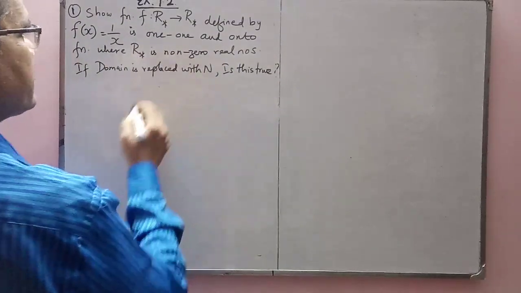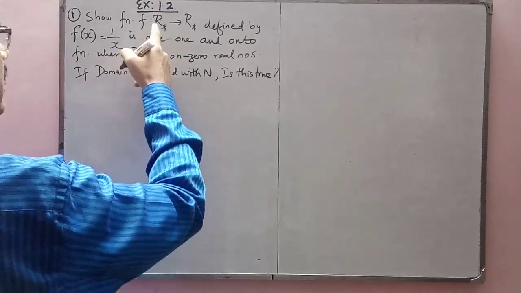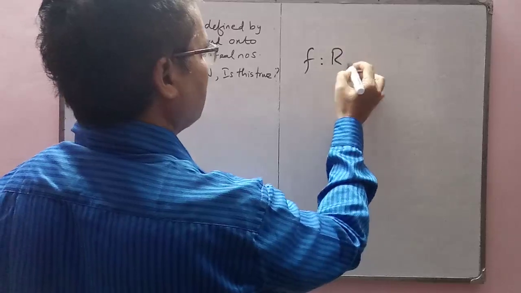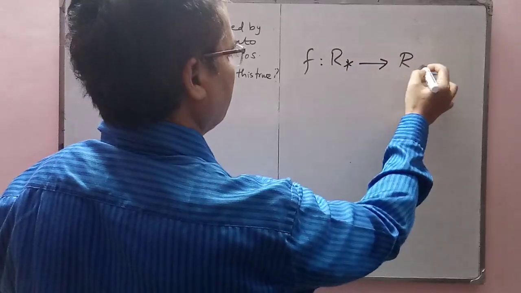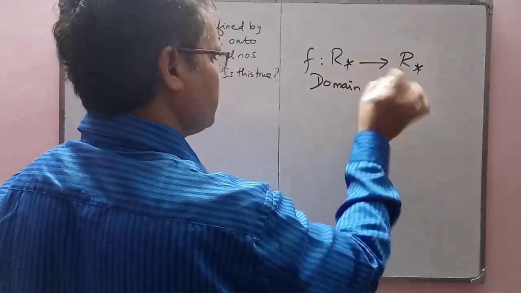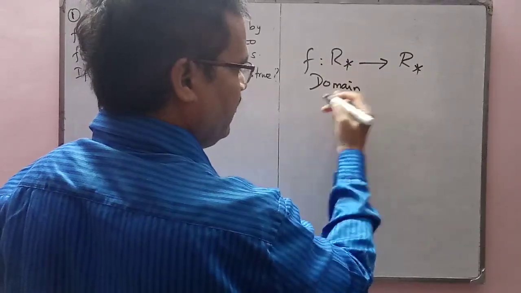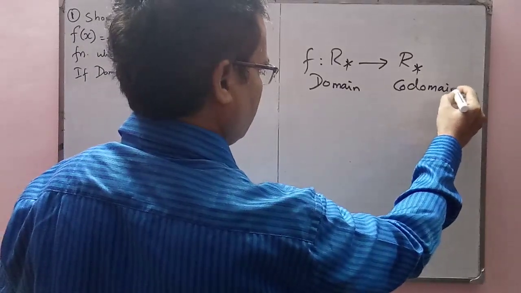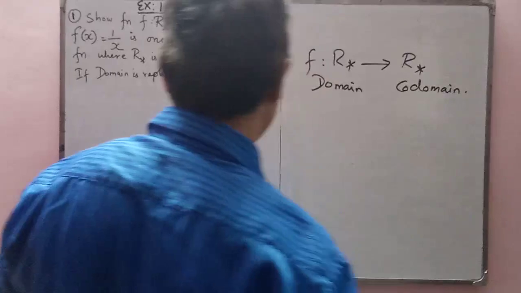First, let us see: R star is the set of non-zero real numbers. It is the domain and the codomain, R star to R star. The first part we will discuss in very detail, and then the second part we can move on to. Domain is the input, and codomain is a collection of outputs, where extra elements can be there.